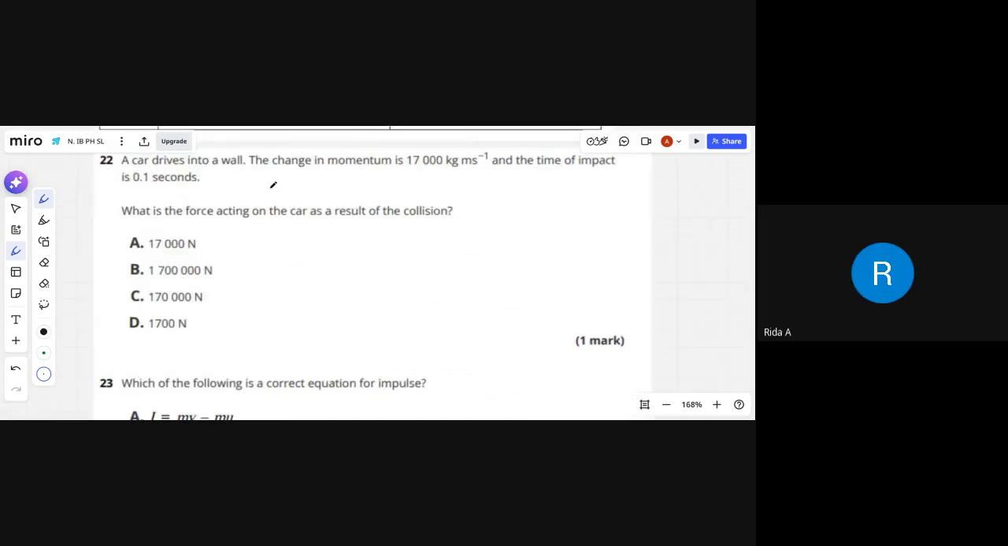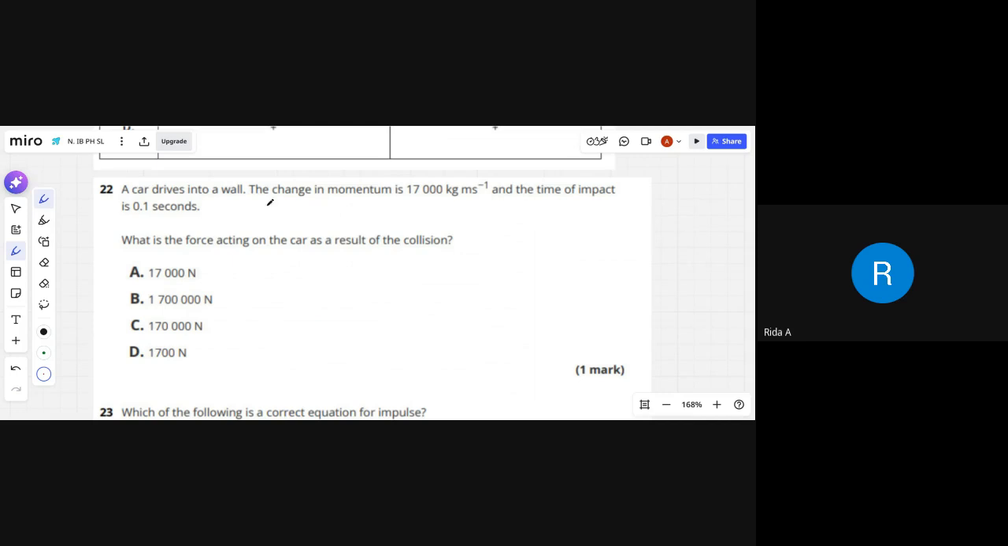So let's do a question for momentum. A car drives into a wall. The change in momentum is 1700 kilograms meters per second. So this is your change in momentum. And the time of impact is 0.1 second. What's the force acting on the car as a result of the collision?